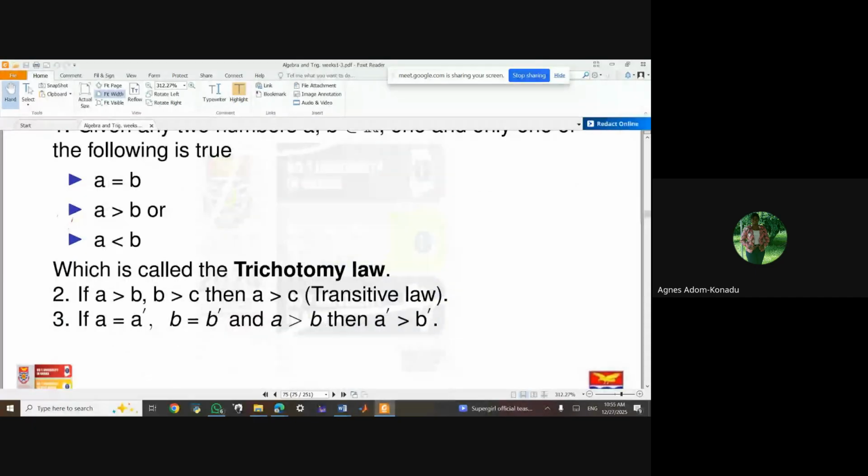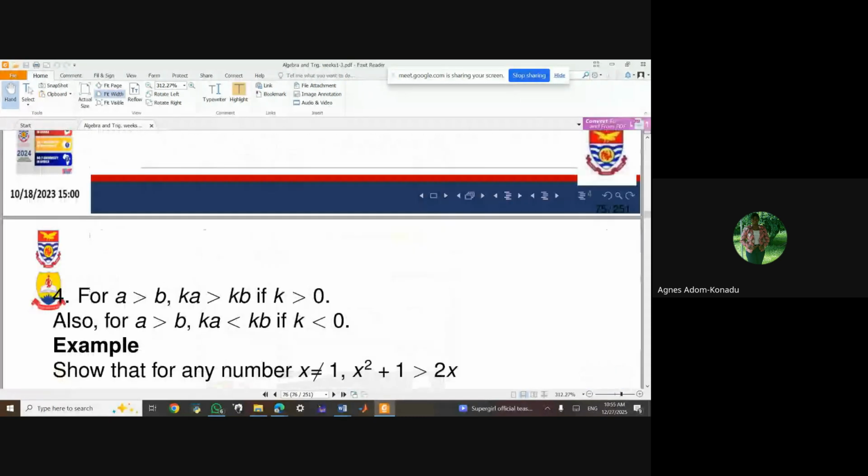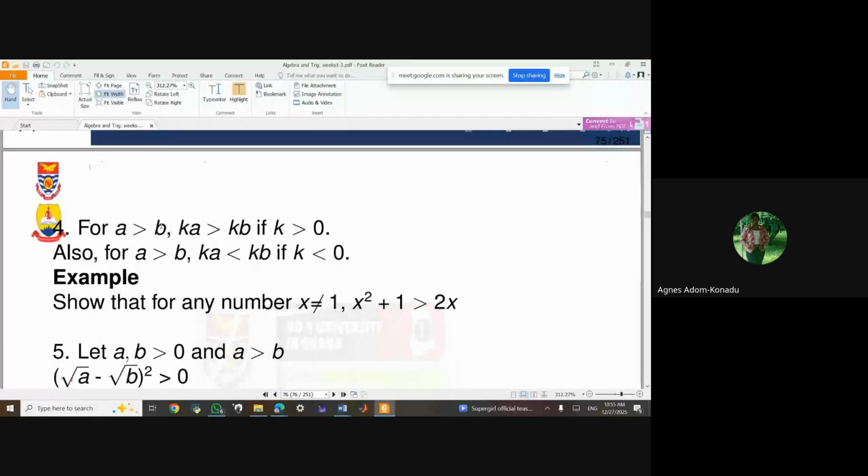Then we have what we call the transitive law. It says that if A is greater than B and B is greater than C, then A is greater than C. That is the transitive law. If A is equal to A prime and B is equal to B prime, and A is greater than B, then A prime is greater than B prime. And if A is greater than B and K times A is greater than K times B, then K is greater than 0. If A is greater than B and K times A is less than K times B, then K is less than 0. Please, you can look at them.